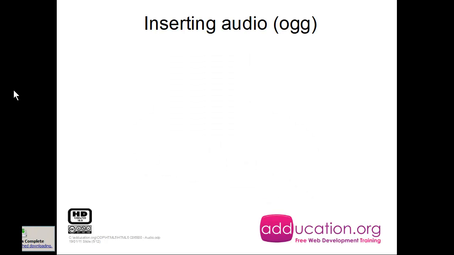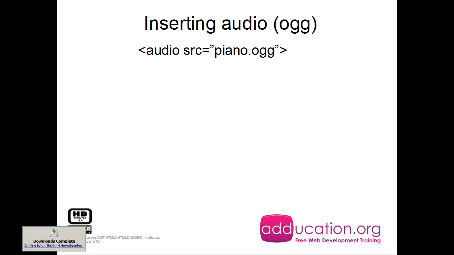Then we're going to insert the audio. Insert an OGG file. So it looks very familiar with the image. Instead of img, use audio. This is the source and this is the file. Now comes a little bit of difference. It has a closing tag as well. So this is basically it. But what can you put in between? You don't have to put anything in between.